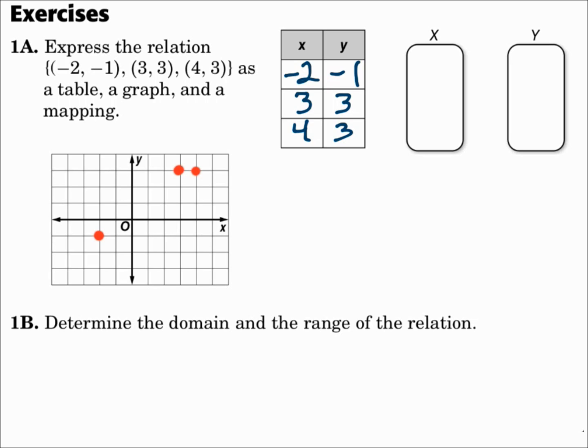For the mapping, your X values are negative 2, 3, and 4. Your Y values are negative 1, 3, and 3, but don't repeat them. Just put a negative 1 and a 3. Now connect them. Negative 2 goes to negative 1, 3 goes to 3, and 4 goes to 3.